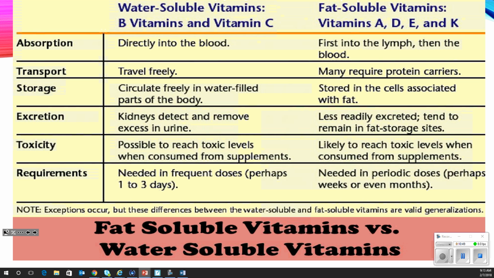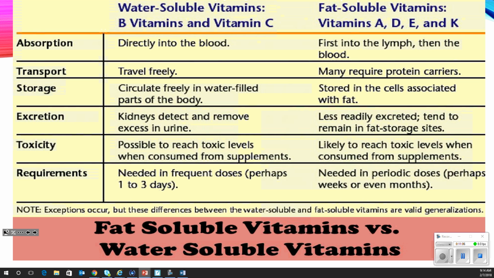Excretion: water-soluble goes right through the water, right through the kidneys and out. Fat-soluble don't like to be excreted. They tend to remain in your fat stores. That's why they become toxic. So you have to only take what you need.